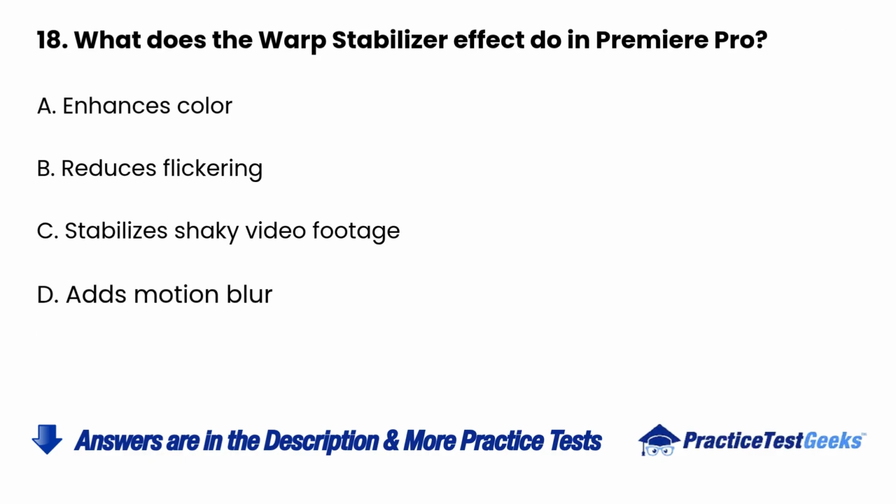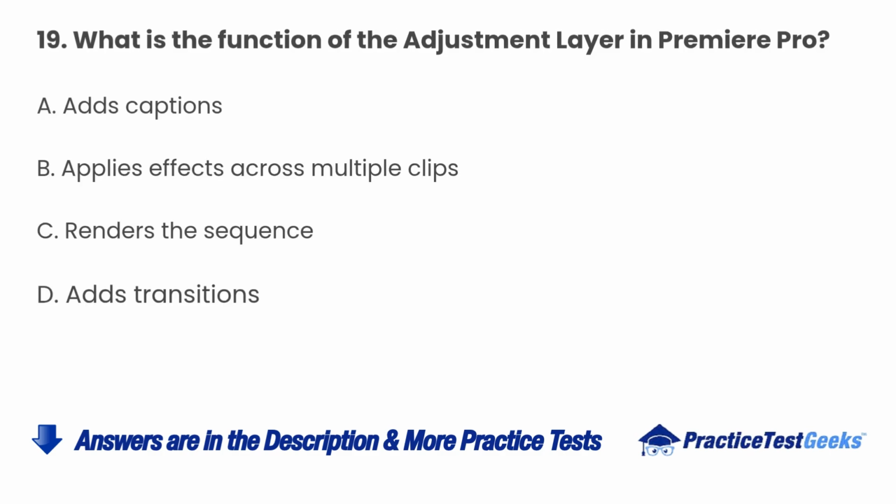18. What does the warp stabilizer effect do in Premiere Pro? A. Enhances color. B. Reduces flickering. C. Stabilizes shaky video footage. D. Adds motion blur.